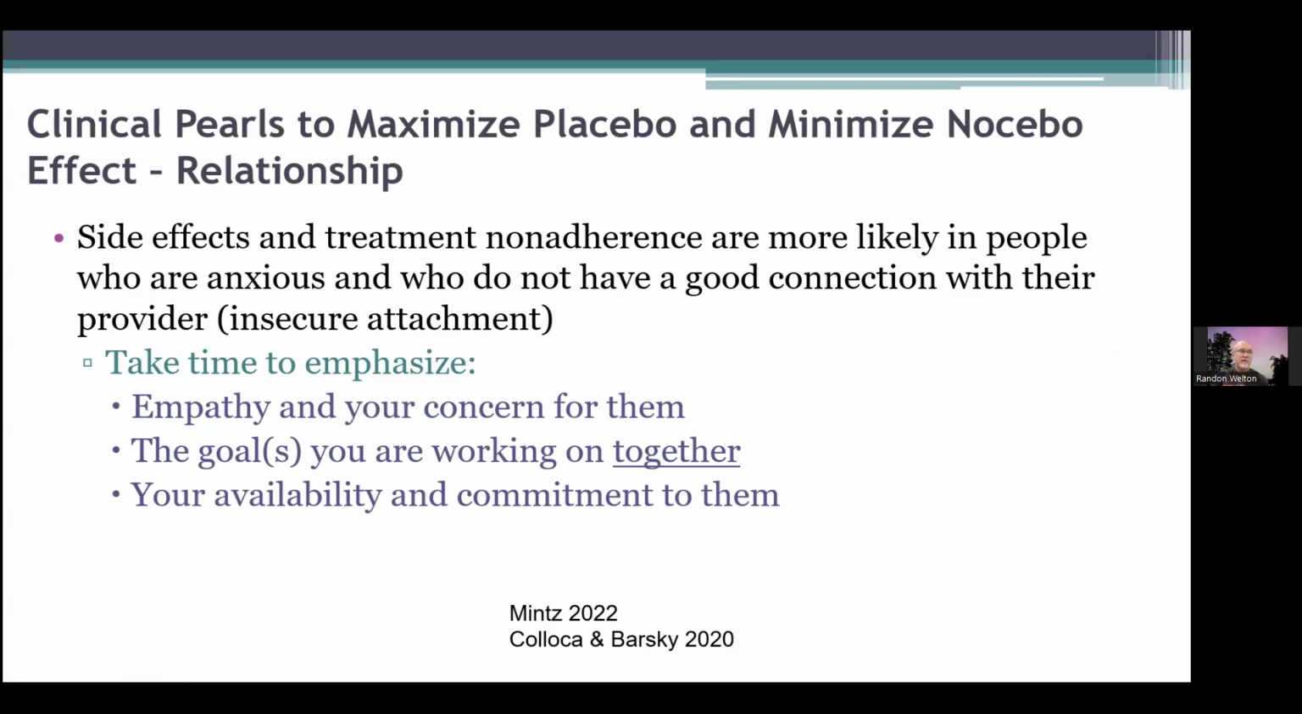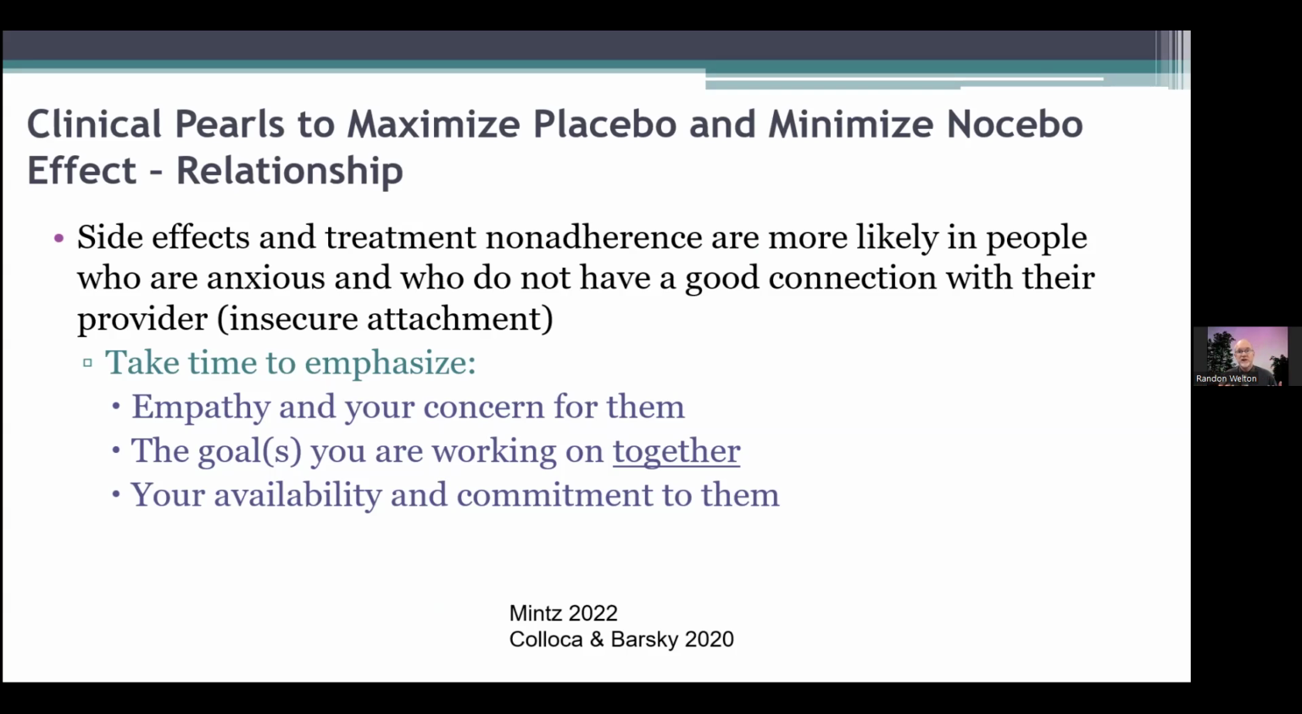So just a couple of pearls to maximize the placebo effect and to minimize the nocebo effect. Someone had already talked about the engagement and the alliance and how important it is to have that good relationship. If you have a patient who doesn't feel connected, if you want to use psychodynamic terms, it's an insecure attachment, but it's basically that idea of someone who doesn't feel that they can trust you, doesn't feel that you're going to be there when they really need you, doesn't feel that you're in it for the long haul. If they're anxious about their relationship with you, they're much less likely to respond to the medicine.